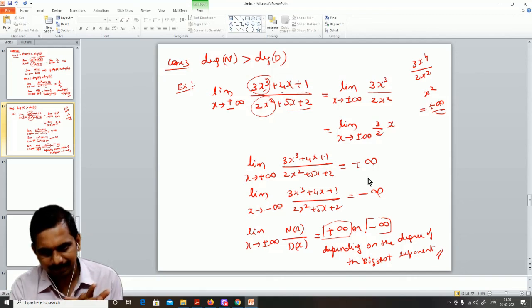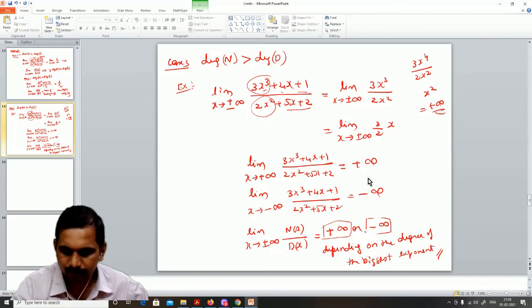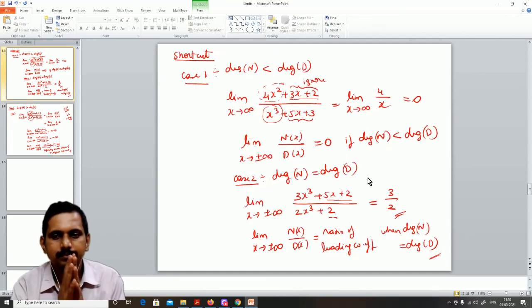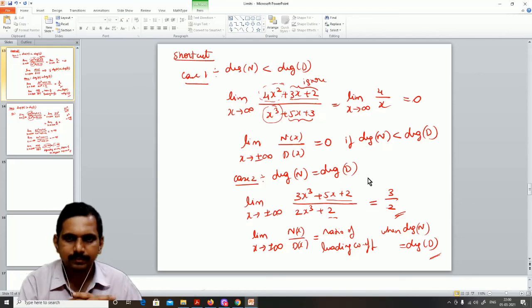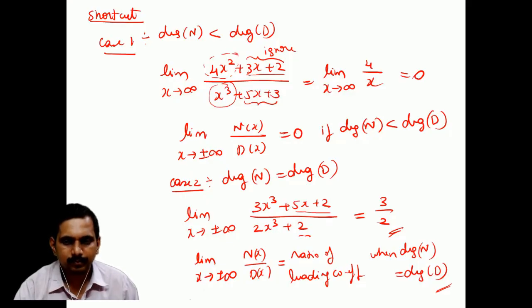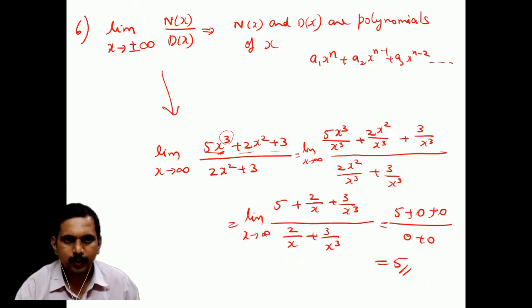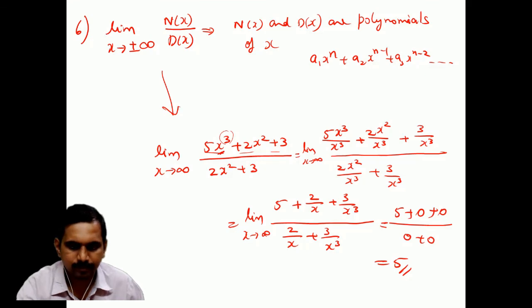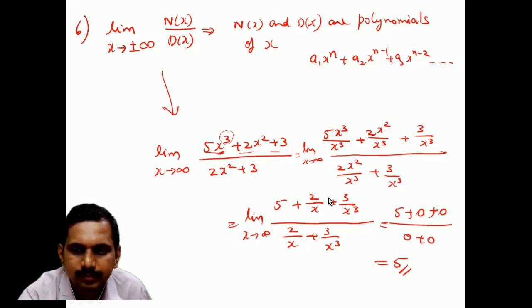Sir, in the previous slide, one more doubt I have, sir. Previous one, sir. This one. The answer should be not defined, sir. 5 by 0.